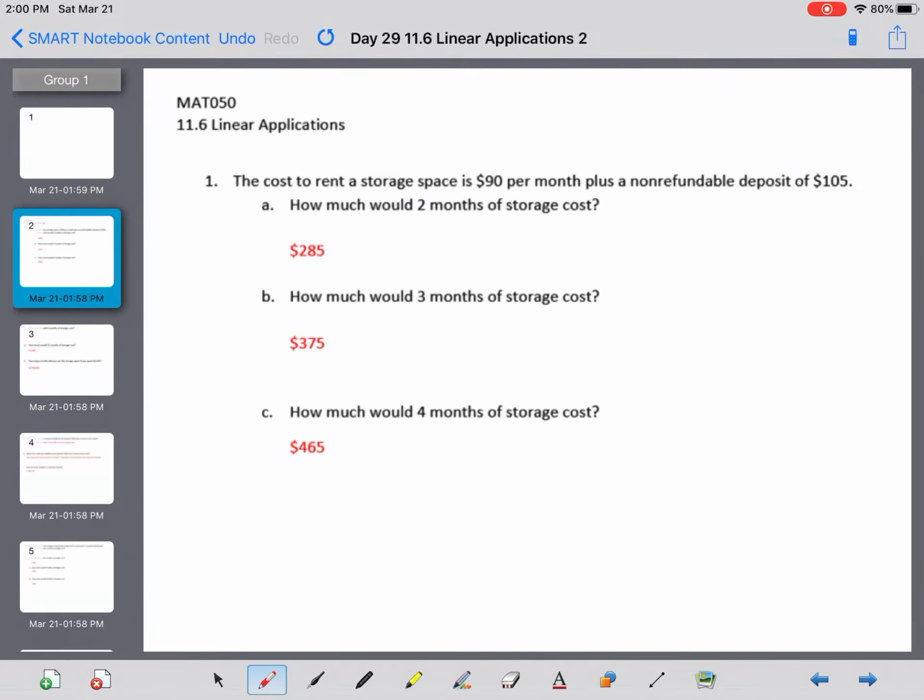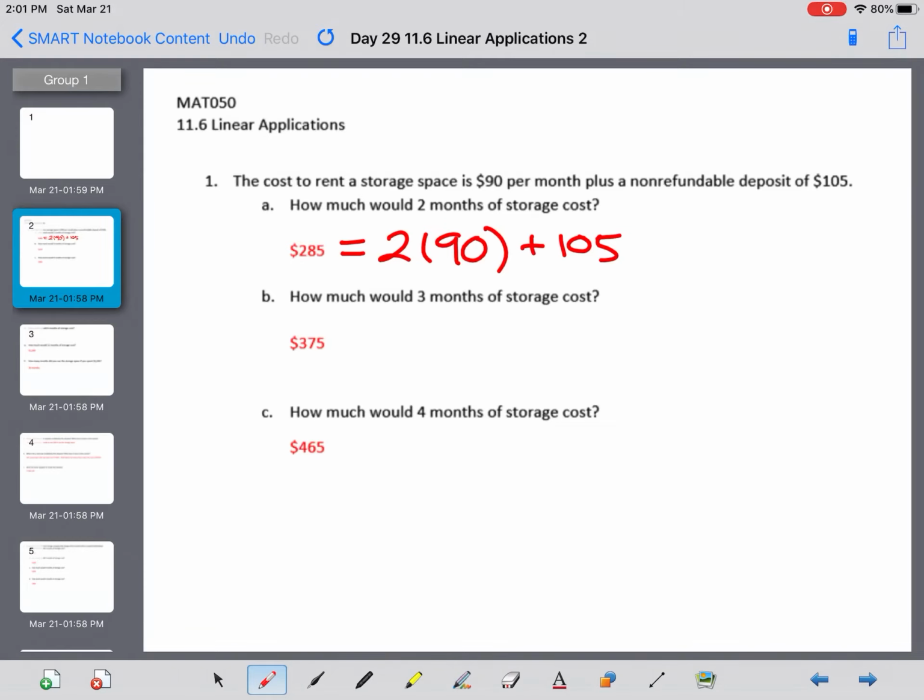All right, hopefully you had a chance to go through and work them. So here's the first couple. For part A, what is the cost for 2 months of storage? What I want you to be thinking about here is you're paying 2 months at $90 a month. So you're going to have 2 times 90, and you have a non-refundable deposit of $105. So that means you're going to add $105 to that 2 times 90 value, and that should yield $285.